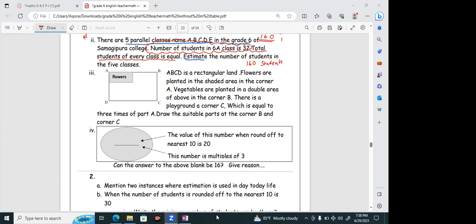There is a playground at corner C, which is equal to 3 times of part A. Draw the suitable parts at the corner B and corner C. Here there is a small correction here.